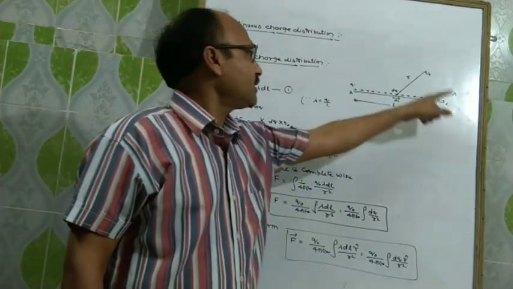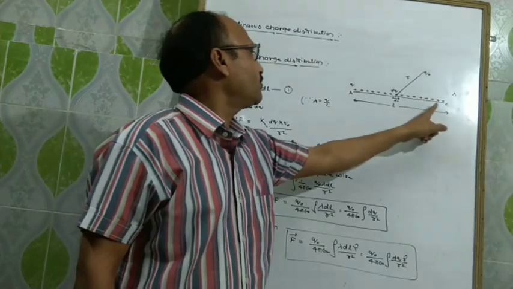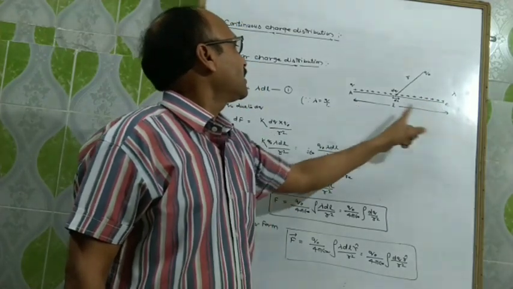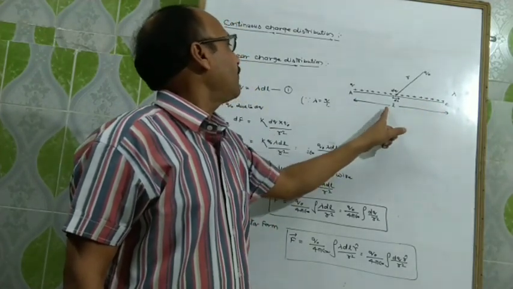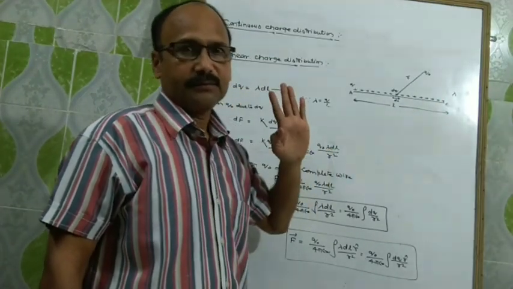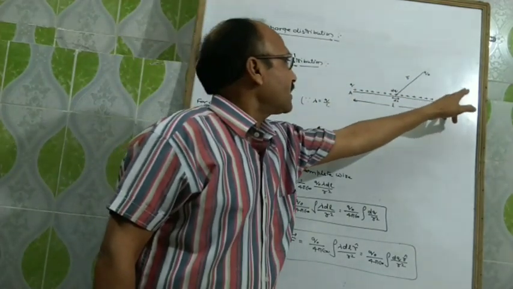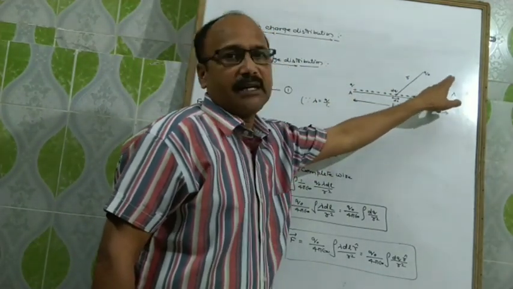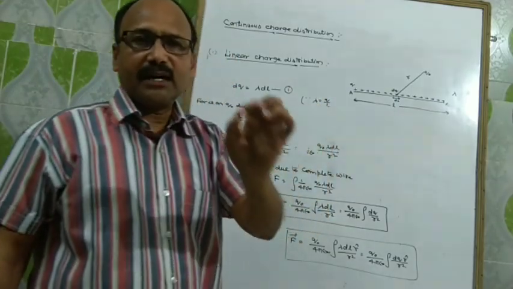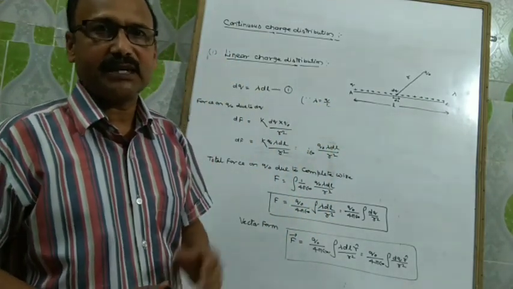So in this derivation you have seen that plus q charge is uniformly distributed on the line of length L, or on the wire of length L. It means its linear charge density was lambda. So we can define the linear charge density. Note down the definition of linear charge density.